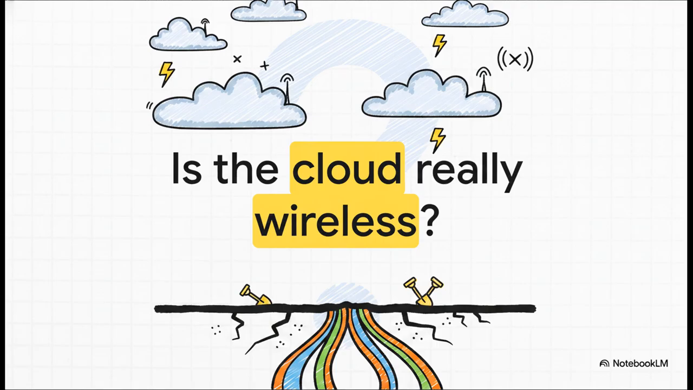But is the cloud really wireless? Let's go ahead and shatter that illusion right out of the gate. I mean, the cloud sounds so fluffy and invisible and totally wireless, right? Well, the truth is actually profoundly different. The wireless part of your internet connection usually only spans the few dozen feet from your phone or laptop to your local Wi-Fi router or cell tower. And after that, your data literally hits the ground.